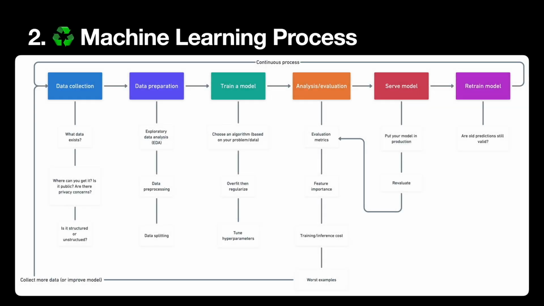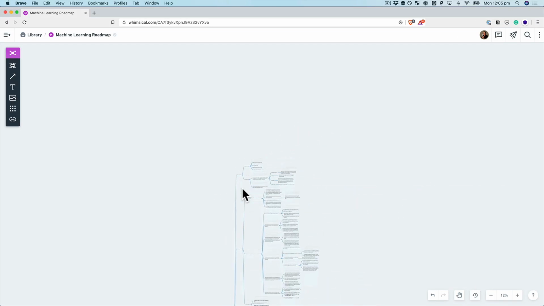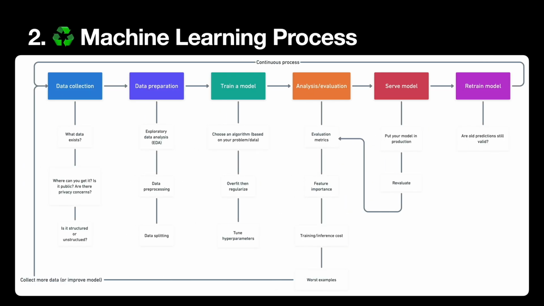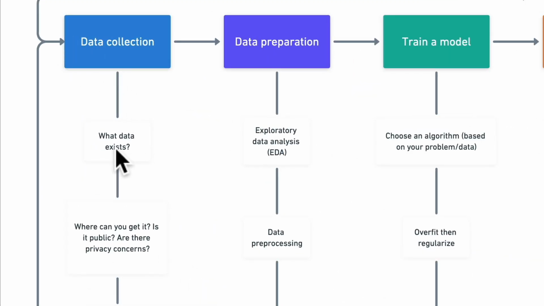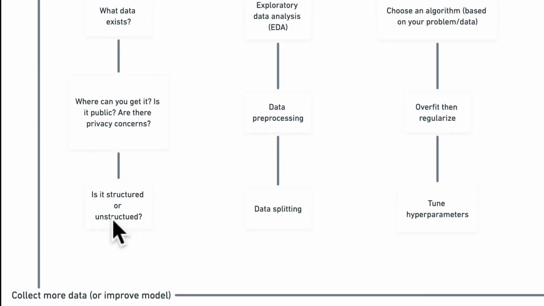If we have a look at this, I've kind of made it into a little colorful flowchart too. That's what we want to do, is like a multi-angle attack. Remember how I said I broke this down into like 6 different subtopics? Well, that's all in one little beautiful colorful chart here. We got data collection. We'll ask questions like, what data exists? Where can you get it? Is the data public? Are there privacy concerns? Is it structured or unstructured?